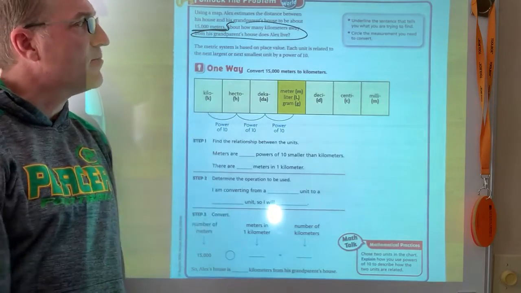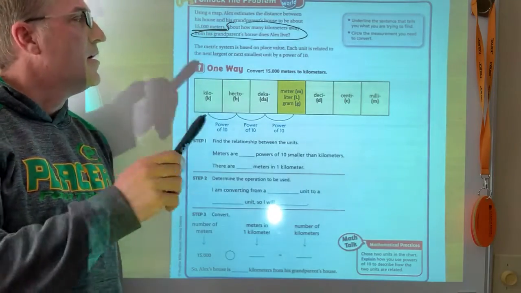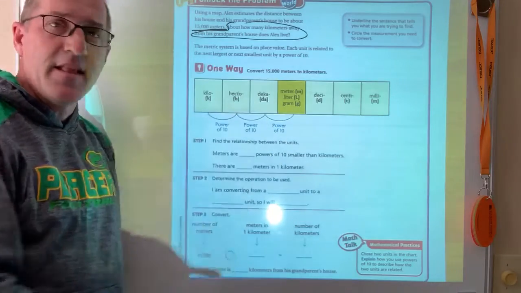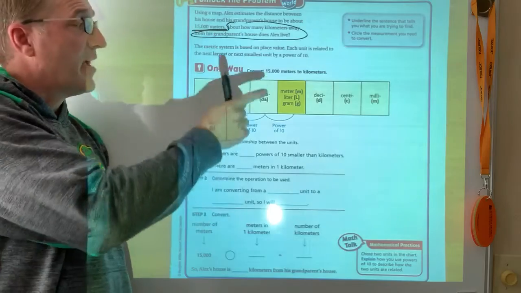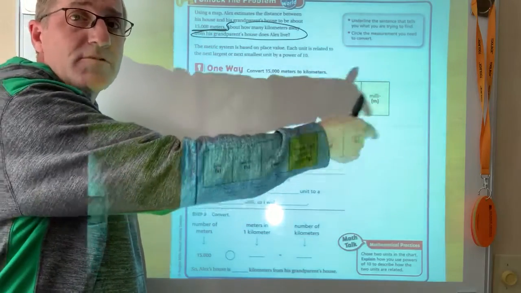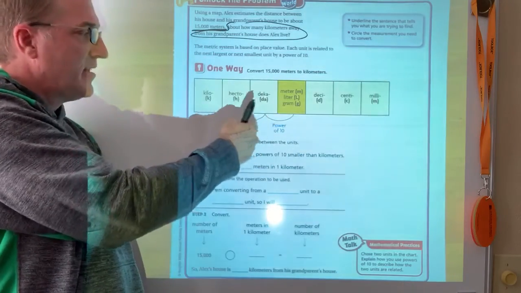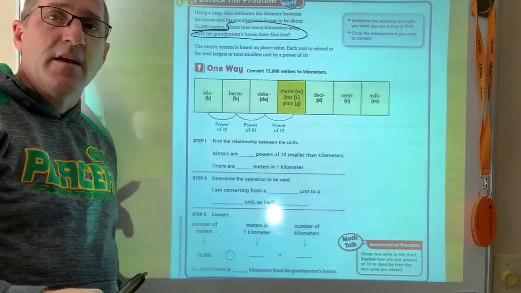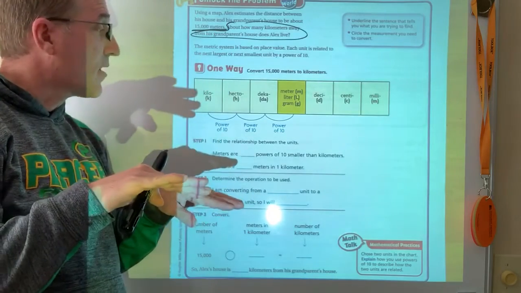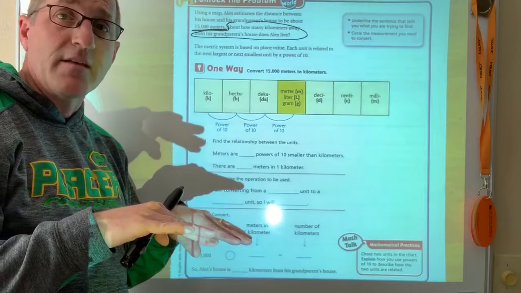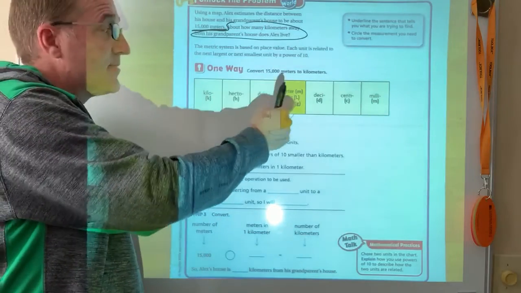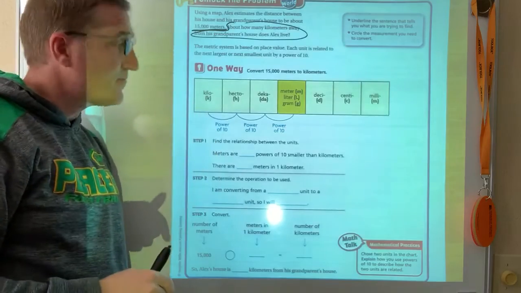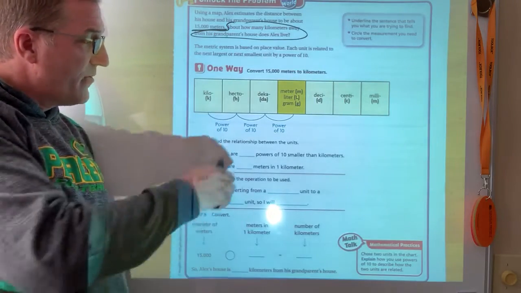So the metric system is based on place value, which we talked about before. It's base 10, so it's a power of 10. Remember, if I go this way, my units are bigger, so I'm dividing, right? If I go that way, my units are smaller, I need more, so I multiply. So I'm dividing by 10, dividing by 10, dividing by 10, in order to compare units, okay? These are 1,000 times bigger than those, so I need to divide this by 1,000 to make them equivalent to that. So, find the relationship between the units.